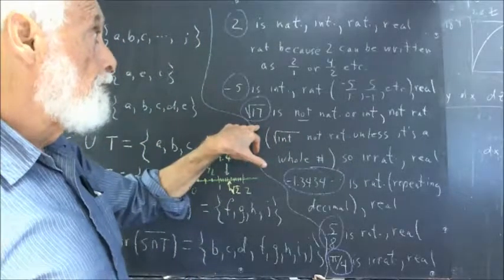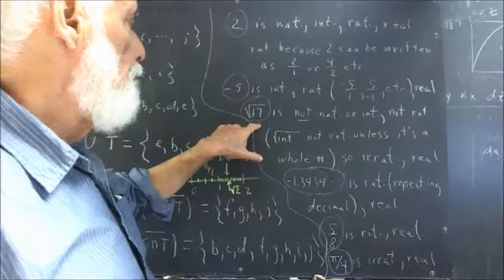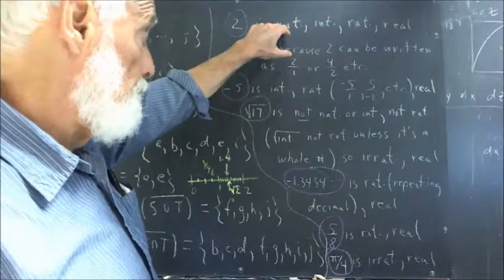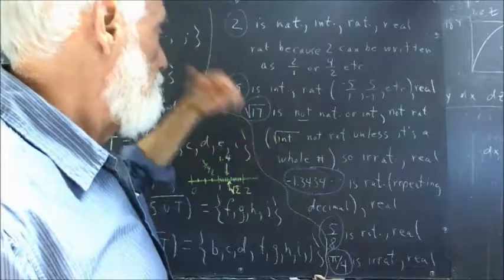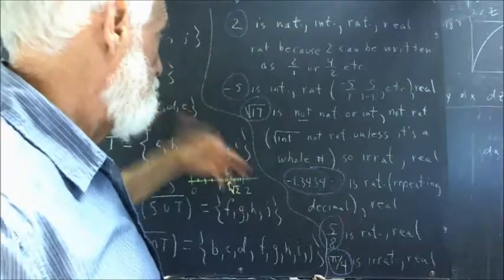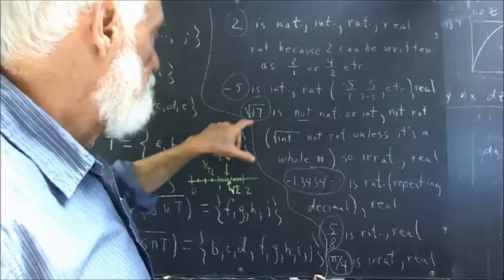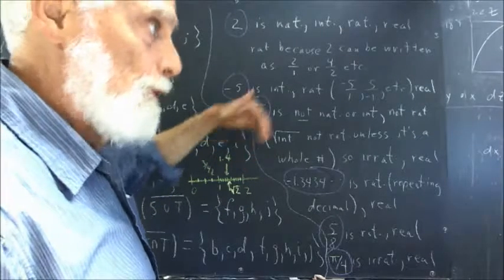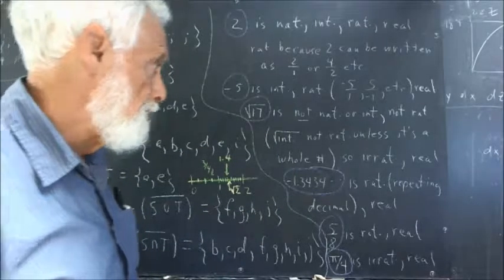Square root of 16 is 4. That's natural. Square root of 25 is 5, that's natural, and of course both of those would be integers, but nothing between 4 and 5 is a natural number, so the square root of 17 being between 4 and 5 then would not be a natural number.